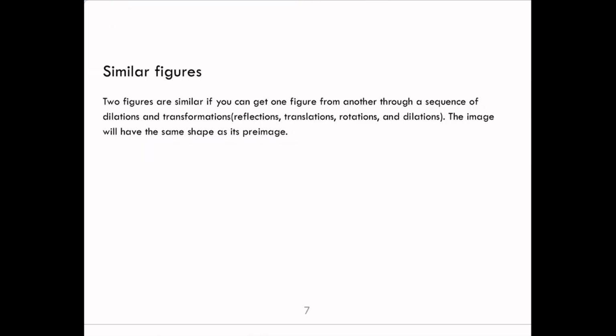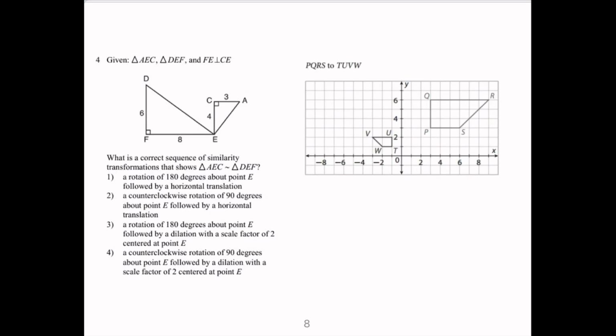All right, moving on to similar figures. Two figures are similar if you can get one figure from another through a sequence of dilations and transformations, which include reflections, translations, rotations, and dilations. The image will have the same shape as its pre-image because dilations and transformations only change the size of the figure, not its shape. So you have a few practice problems.